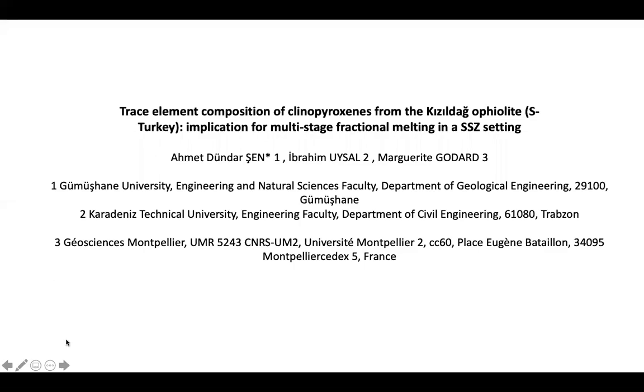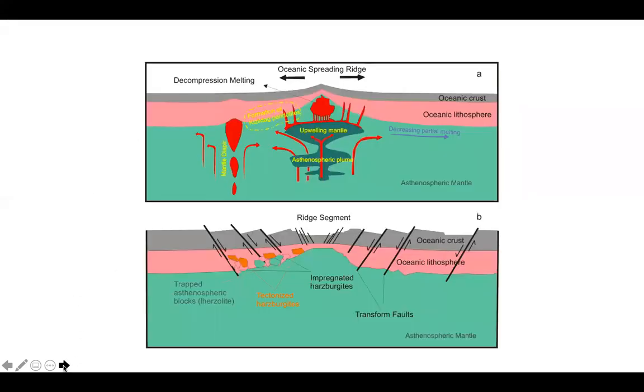In this presentation, I'm going to talk about trace element composition of clinopyroxenes from the Kızıldağ ophiolite. Ophiolites are important rock assemblages which submit most of the information about the evolution of oceanic lithosphere. Mantle peridotites representing the bottom section of the sequence are also important to provide information about the oceanic lithosphere formation, melt extraction at mid-ocean ridge environment, and melt-mantle interactions during diapiric rise of melts through upper mantle.